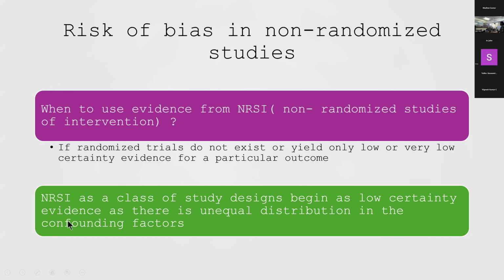So non-randomized studies of intervention as a class of study design has a very low certainty. Why? Because you don't have randomization. And you need randomization to match your unknown confounders.